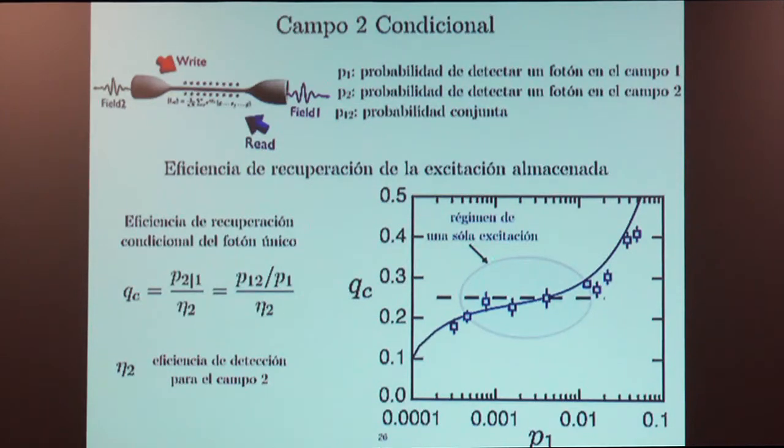And here you can see 3 different regions. Well, remember, I'm plotting the same factor, P1. So I have a lot of photons here, more than one. Here is the region of only one excitation, and here I have noise from my detectors.